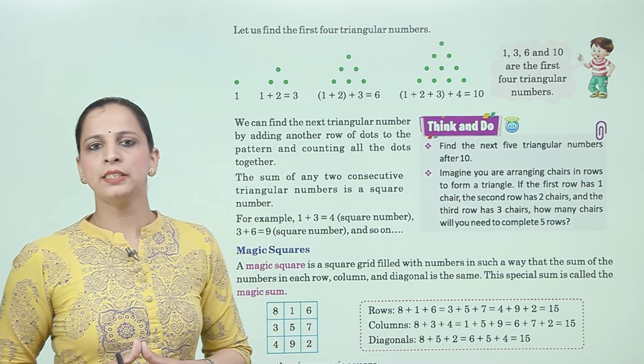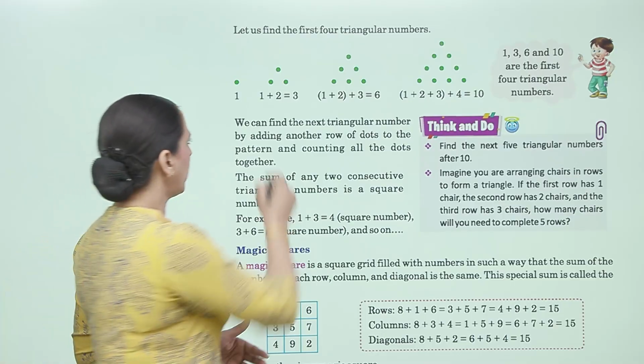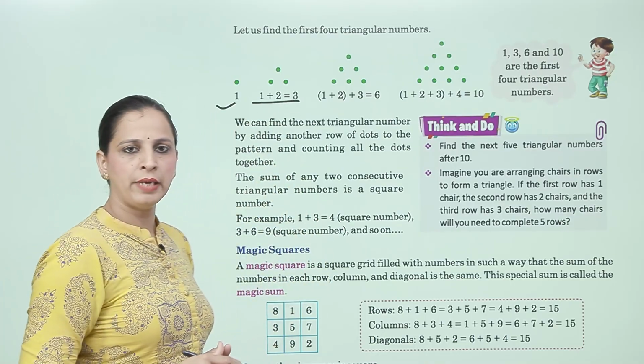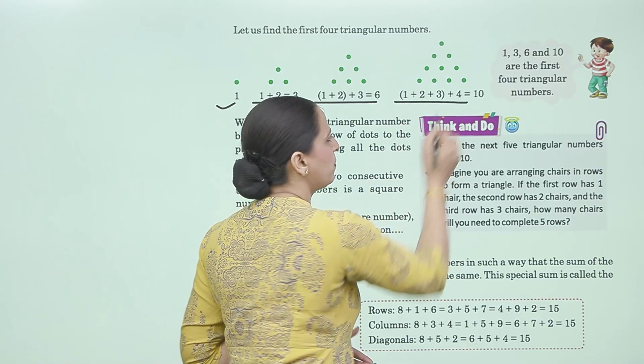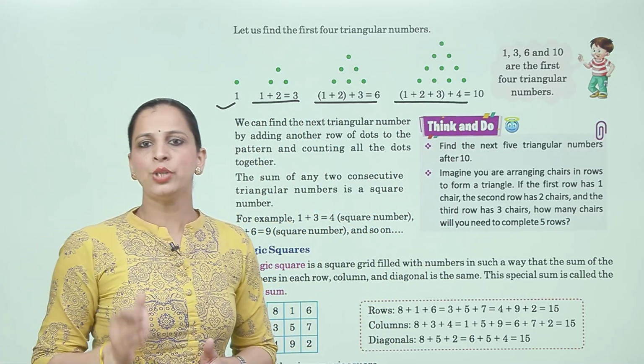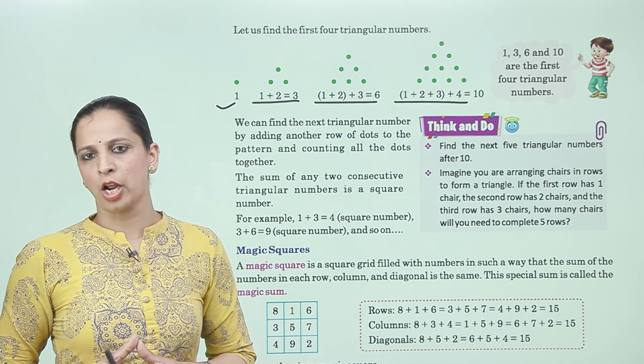Let us find the first 4 triangular numbers. 1 plus 2 is 3, made a triangle. 1 plus 2 plus 3 is 6, made a triangle. 1 plus 2 plus 3 plus 4 is 10. 1, 3, 6 and 10 are the first 4 triangular numbers.